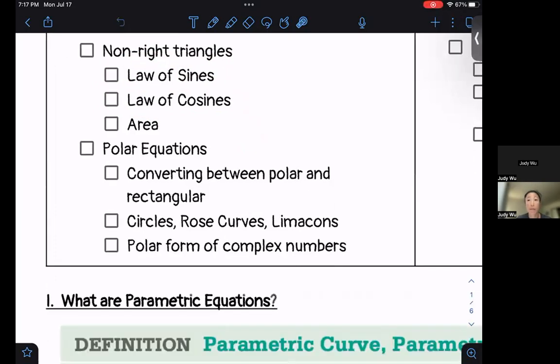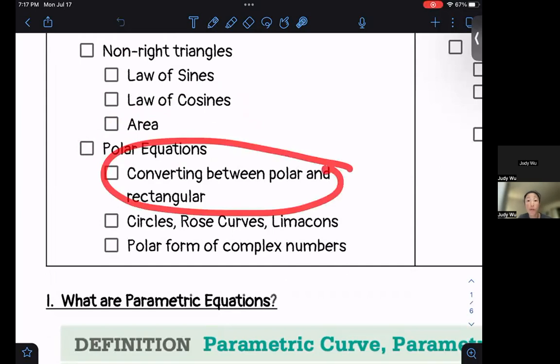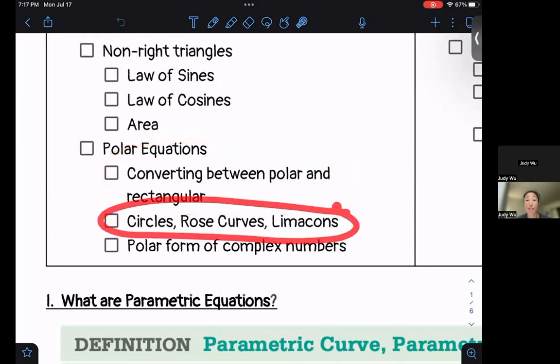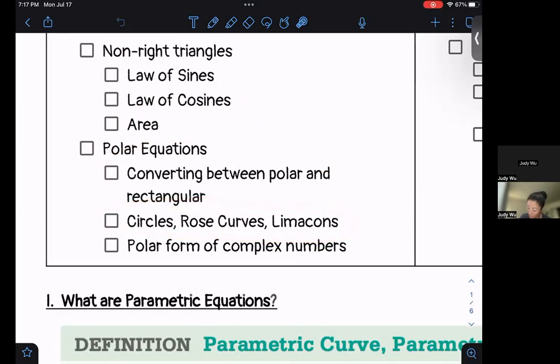We've also taken a look at polar equations. With the polar equations, we've learned to convert between polar and rectangular points and equations. We've learned 3 special kinds of graphs that would be useful for us to remember the form. We learned how to predict what those look like just from the equation and actually confirm it with a graph. And then we started to look at the polar form of complex numbers. So we've done quite a bit so far.